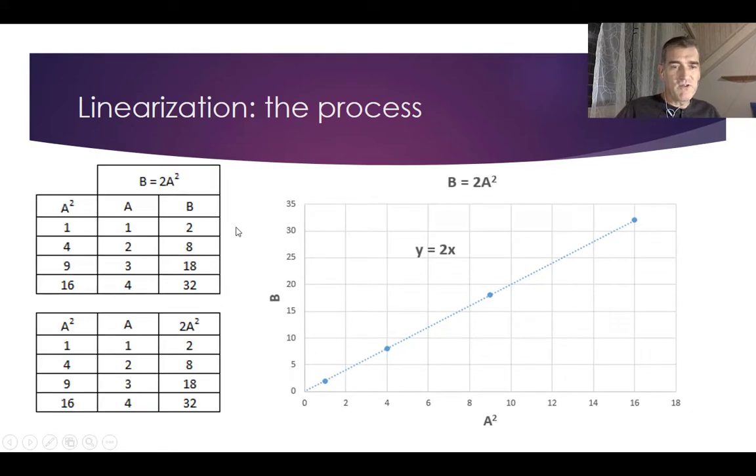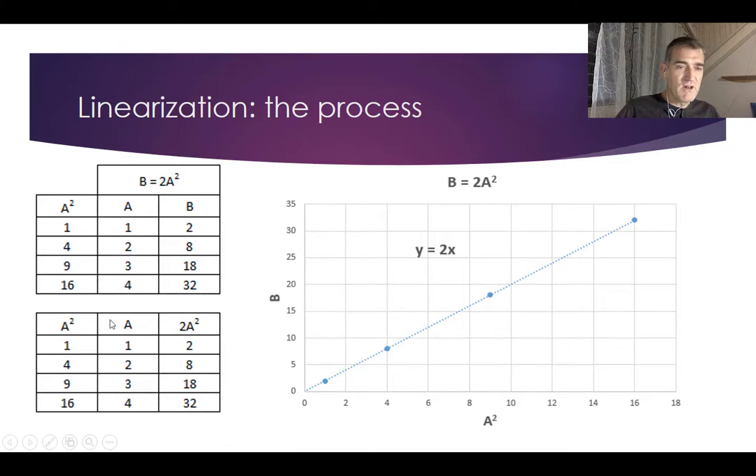If we plot b versus a squared like this, instead of b versus a, which is a quadratic graph, we get the line of best fit y equals 2x, which is telling us b is 2a squared. So it was a correct guess. Plotting b versus a squared proved the relationship. B is something times a squared. It found that something because it's the slope.